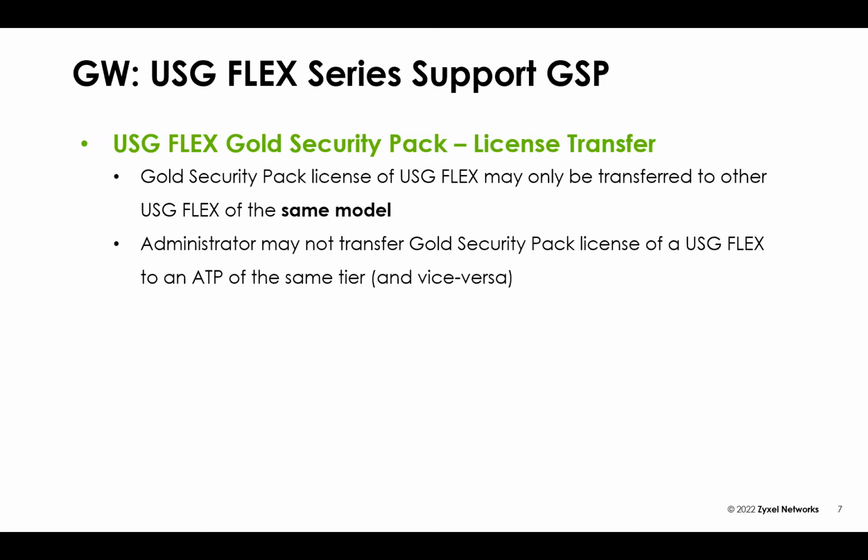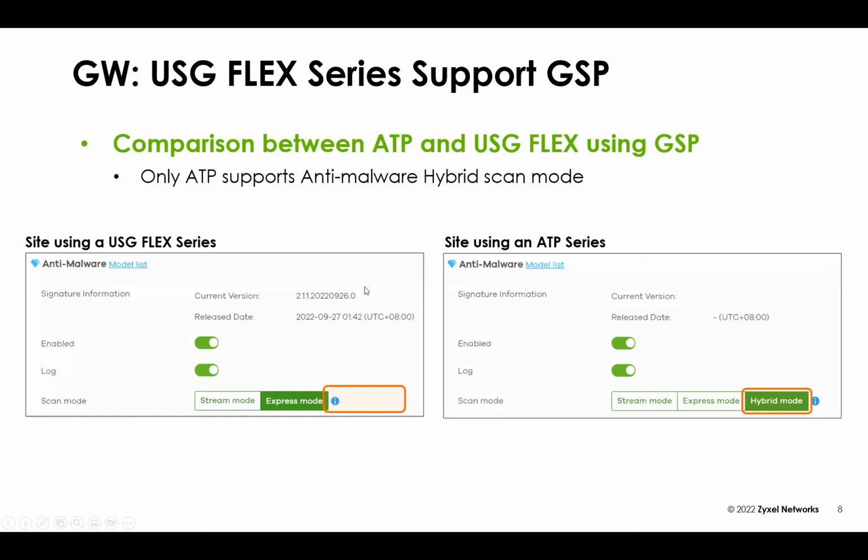However, you cannot go from a USG Flex 100 to a Flex 200. Okay, so it has to be of the same model, and you cannot transfer the Flex to an ATP. So, for instance, if you have a USG Flex 100, you cannot transfer the license over to an ATP 100. It has to be of the same model and of the same tier.